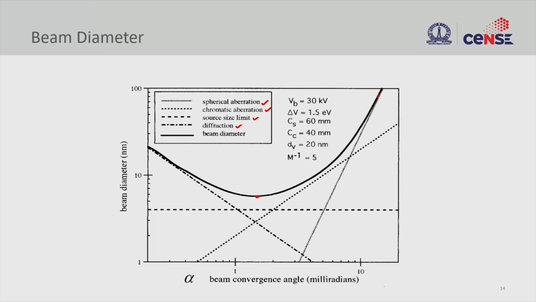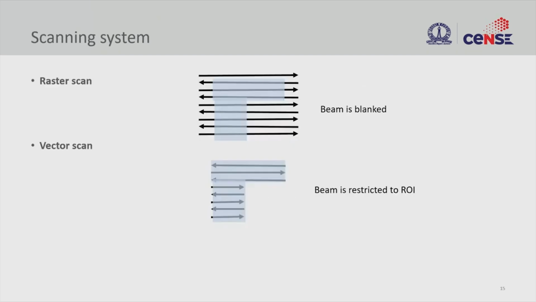If you just say I will control my source size, I should be able to get it, but that is fixed. You're not going to change the source size. But the other things like the diffraction, chromatic aberration and spherical aberration are within your control. By using the lenses, you should be able to control them. So by controlling the beam divergence, you control your beam diameter.